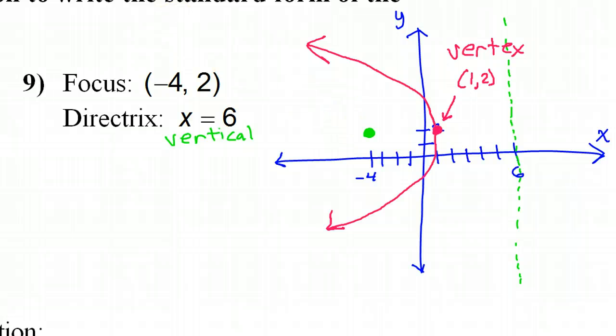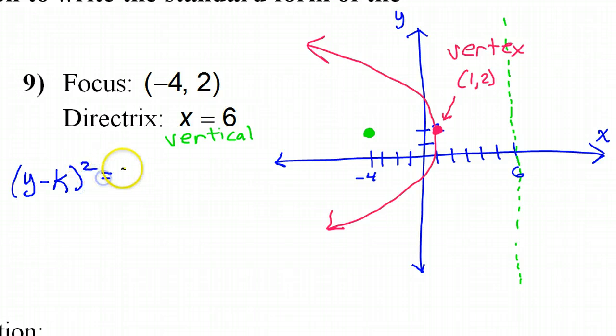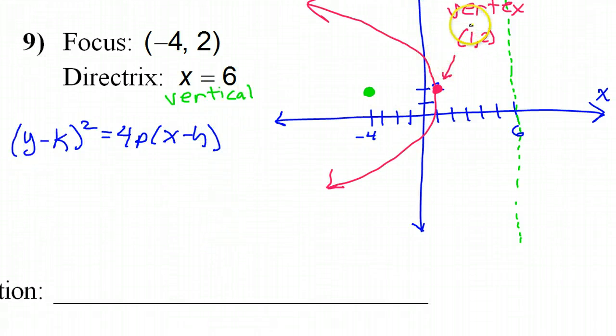Because it's sideways, I know it's going to be the version of the model that has y squared. So this is like y minus k squared is equal to 4p times x minus h, not squared. Now that we have the vertex, we have our h and our k. So make sure that the x value winds up here with the x, and the y value winds up here with the y. Okay, so that 2 is going to be here. So this will be y minus 2 squared.